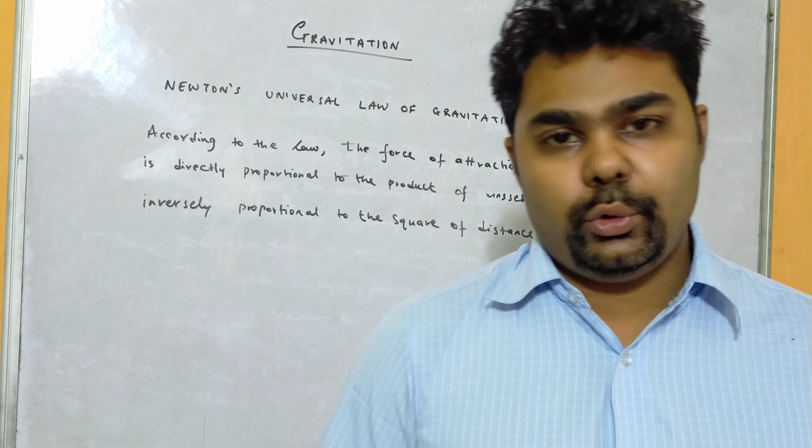Third point, these are central forces. That is, they act along the line joining the centers of two bodies. That means whenever two bodies are attracting each other, the force of attraction is always calculated from center to center, right? The distance between two bodies is calculated from the center of one body to the center of the other body. Therefore, gravitational force is said to be a central force because the force acts along the line joining the centers of two masses.